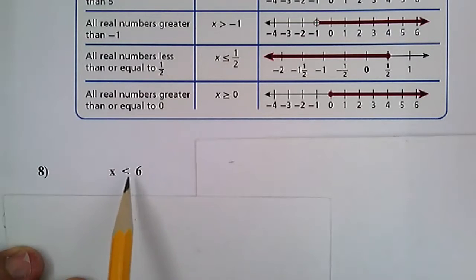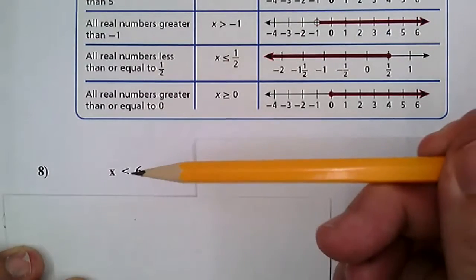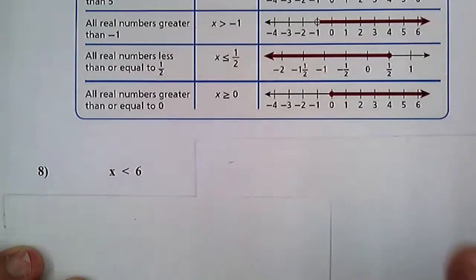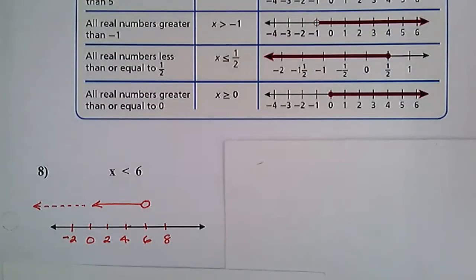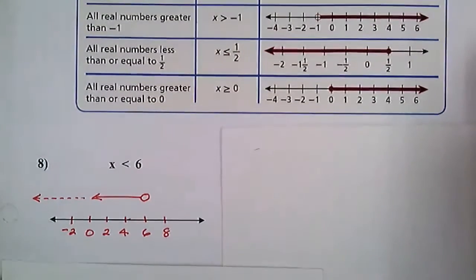Okay, so we do not have an equal sign. So is this open or shaded? Correct, it's going to be an open circle because there is no equal sign. And then which way is the street sign telling you to point? It's telling you to go that way, right? So we're going to come down here and we're going to draw our graph.